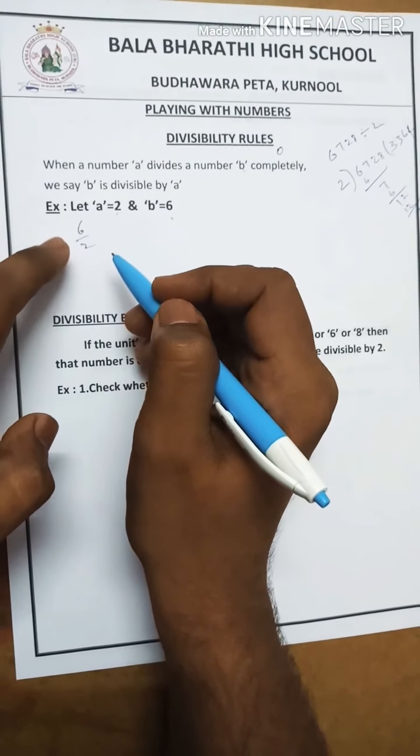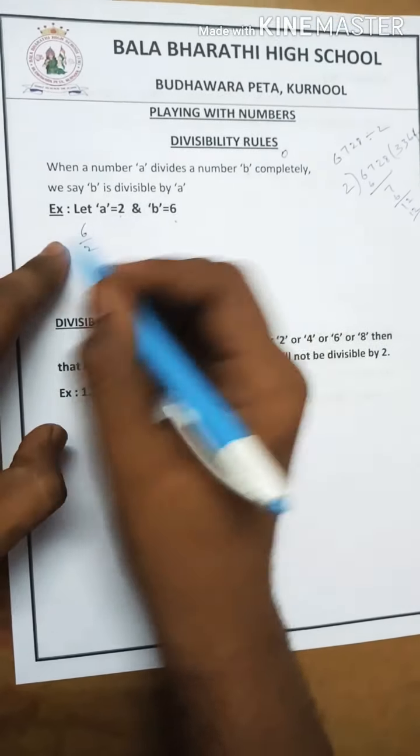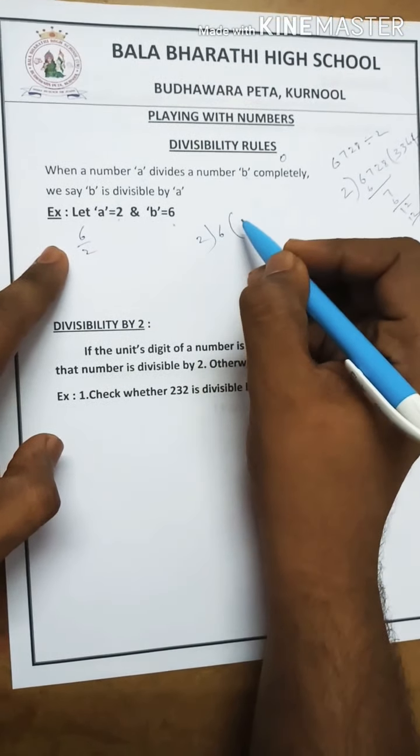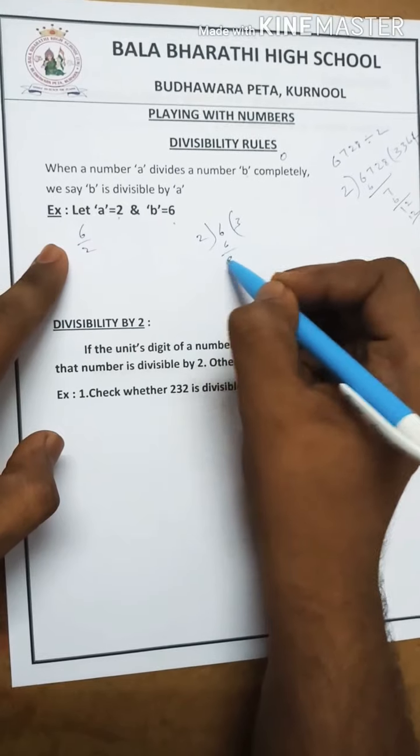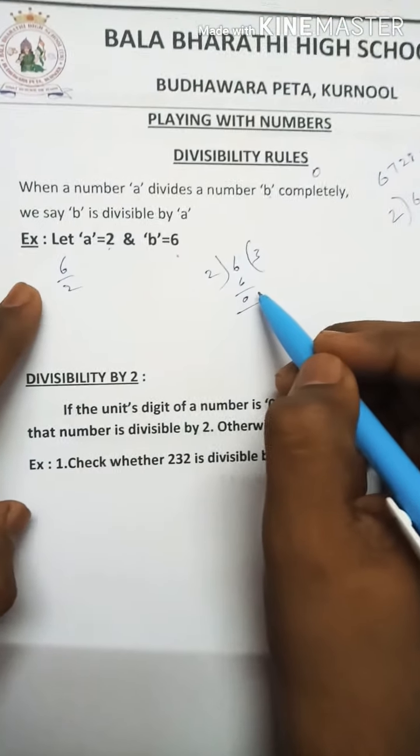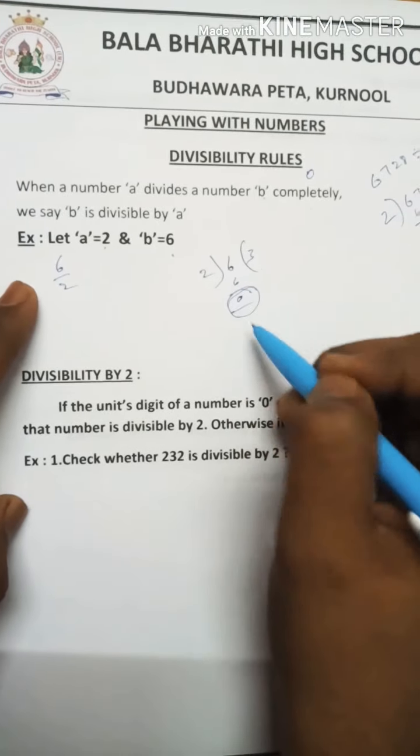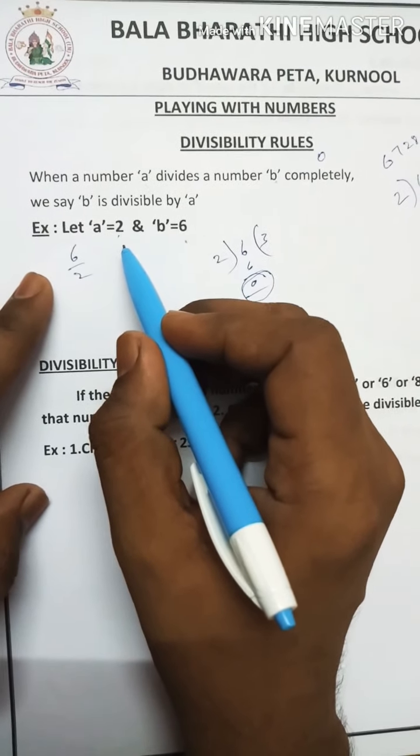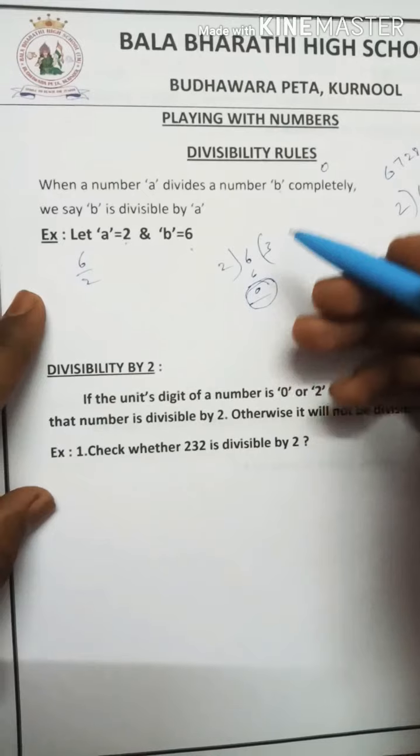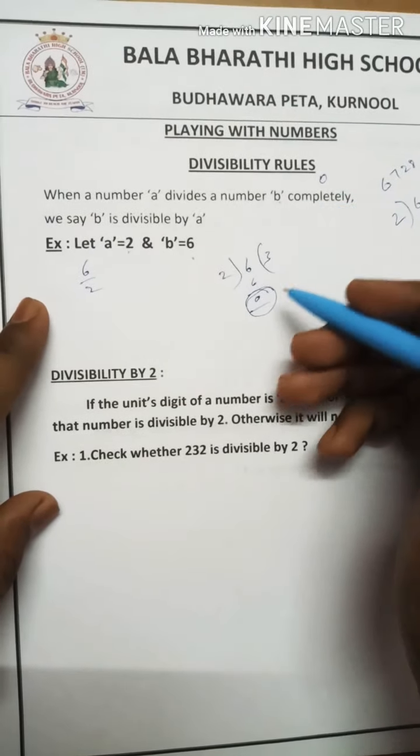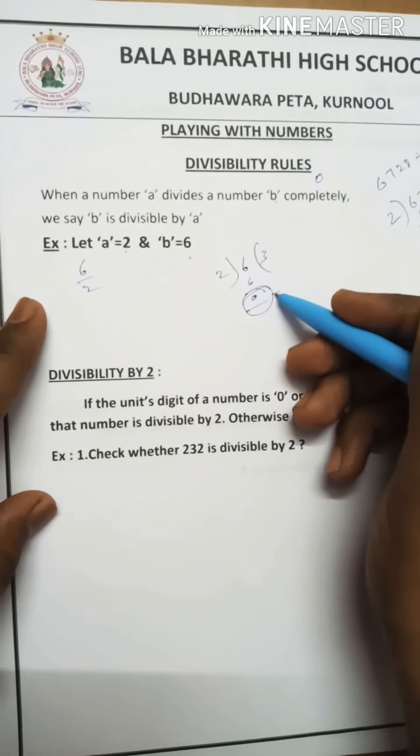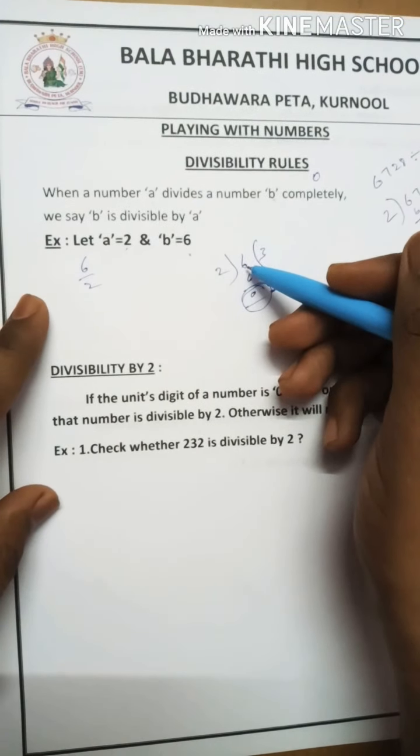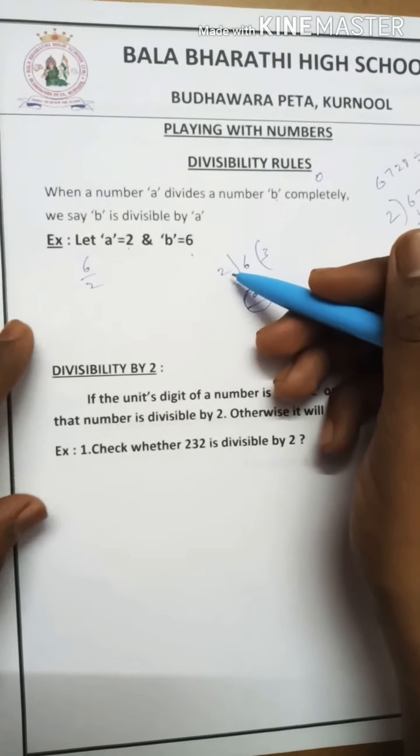Now let us look at this. We know that 2 3s are 6, so we got the remainder 0. From this we can say that 6 is divisible by 2, right? So this is what this statement is saying. Here if you look at this remainder, we got remainder 0, so it means that 6 is divisible by 2.